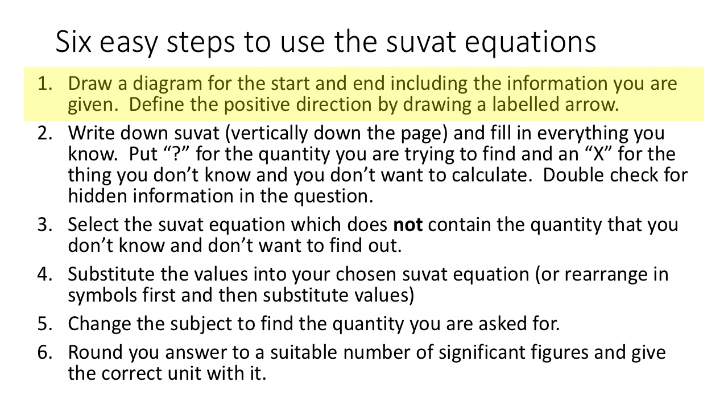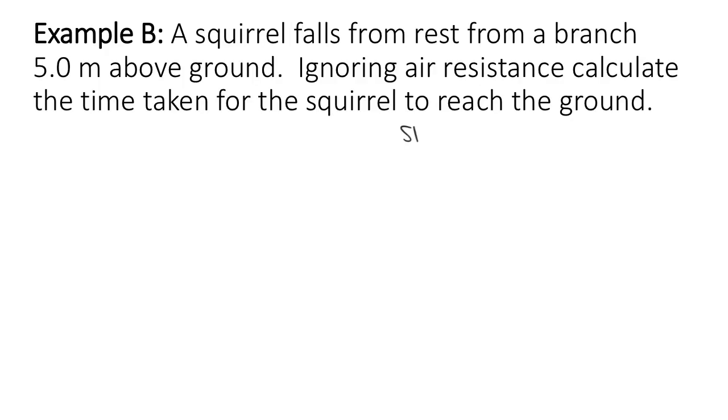Step 1 is to draw a diagram and include an arrow to show the direction which is going to be taken as positive. We're told that the squirrel at the start is at rest, so we can say it's at 0 meters per second at the start. And then by the end, it will have fallen 5 meters down, so we can label up 5 meters down. We aren't told its speed at the end, and I'm going to define downwards as positive.